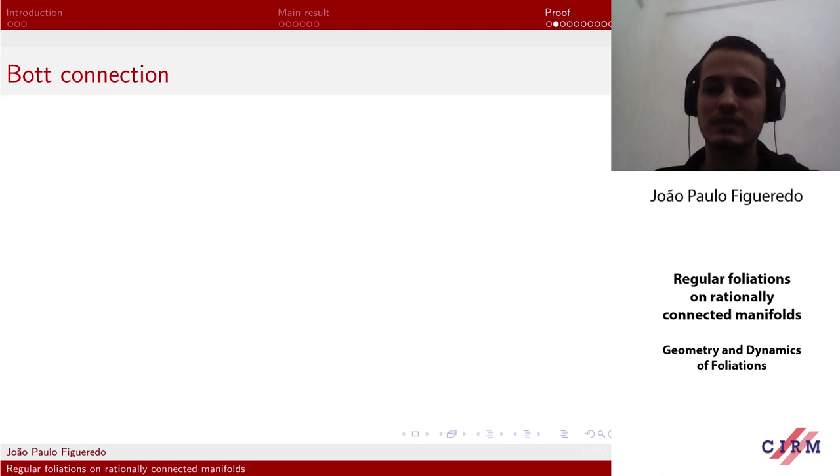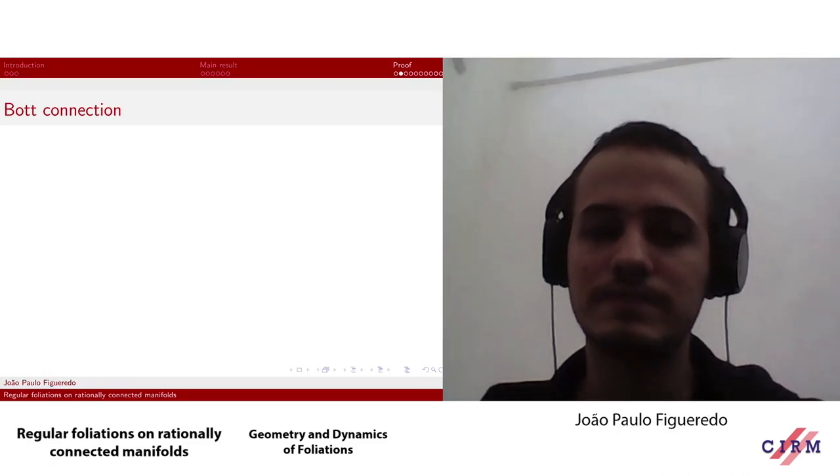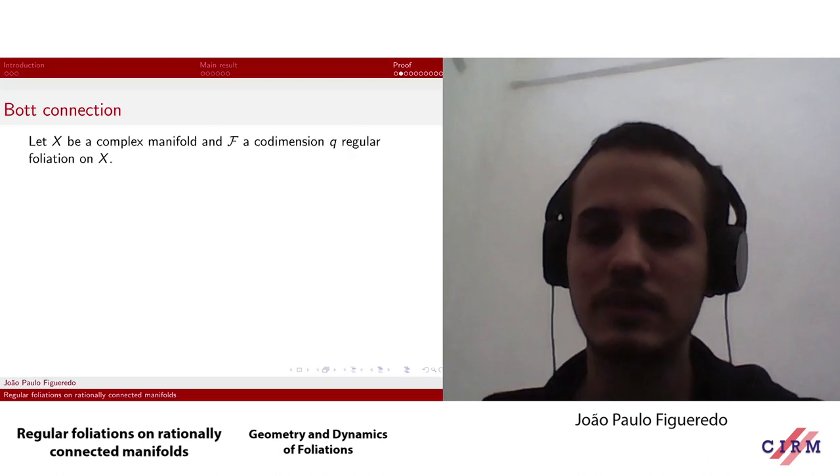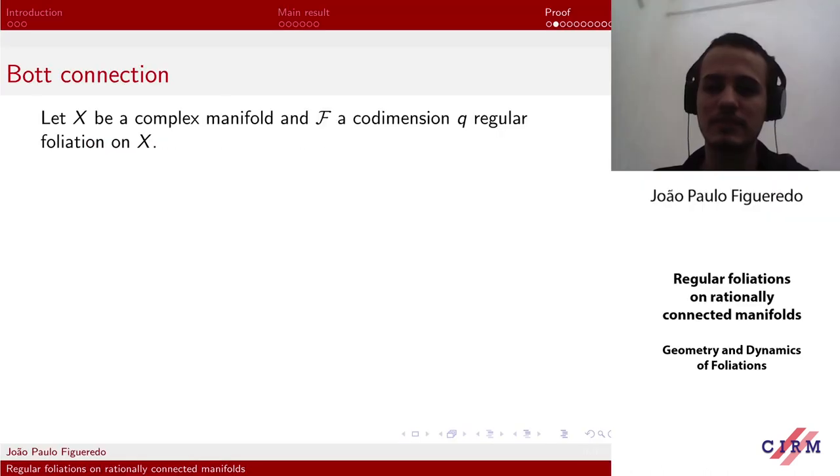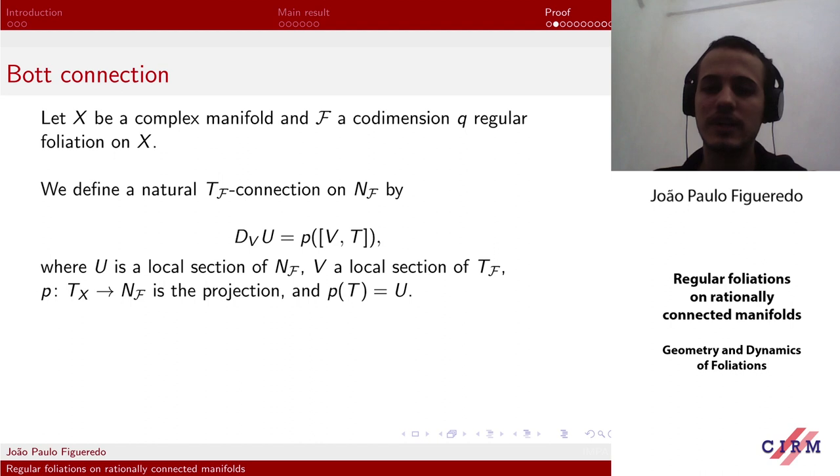An important tool from foliation theory I use is the Bott connection. So what is this connection? Let X be a complex manifold and F a regular foliation on X of dimension q. So I can define a connection on the normal bundle of F, a TF connection. So I differentiate vectors on NF along vectors on TF. And it's defined by this formula I wrote, where U is a vector field on NF and V is a vector field on TF.